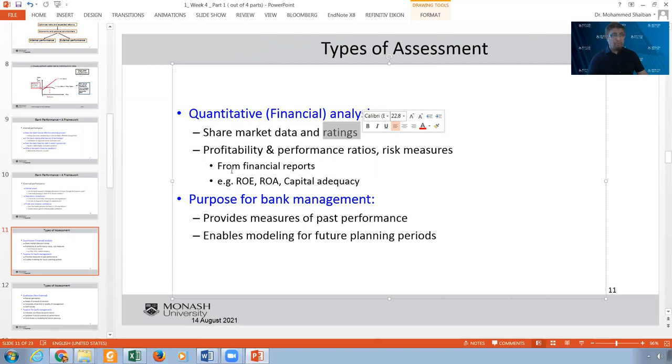We also look at the profitability. So we look at the market data. We look at how the regulators look at us. And of course, the rest is the financial ratios. What is the purpose of this? To provide measures of past performance, how we are doing actually, and let us know what we should do, how did we perform in the past and how we are going to do in the future. And this is what we call enabling modeling for future planning periods. So this is the future planning periods, which means based on the past performance.